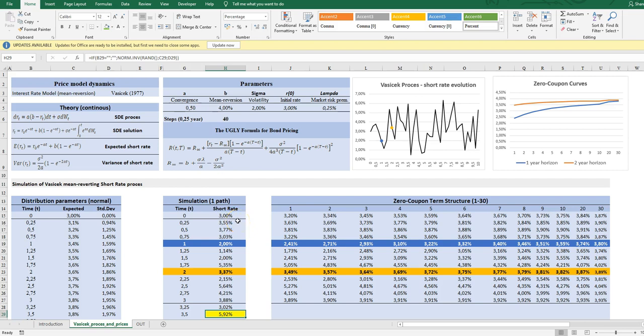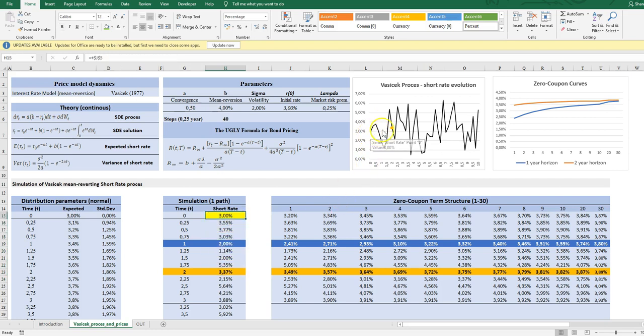Many practitioners discretize the Vasicek process, but actually it's not really the best way to do it, because we have the exact solution, so we don't need to lose any information in the discretized version. All right, so this is the path, and you can see it up here.